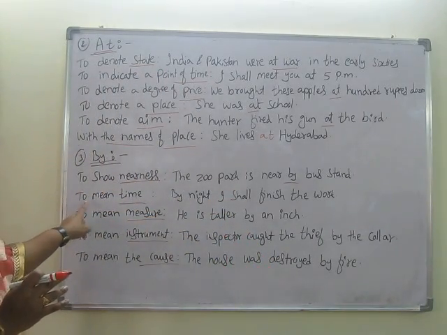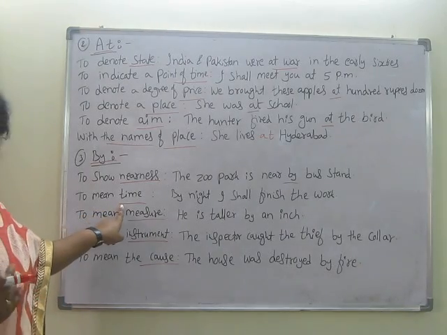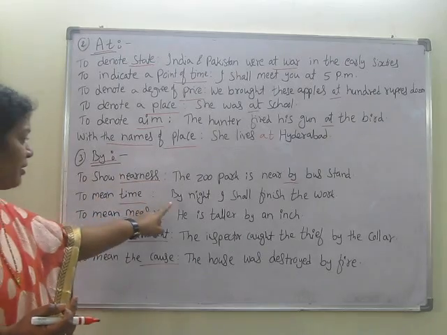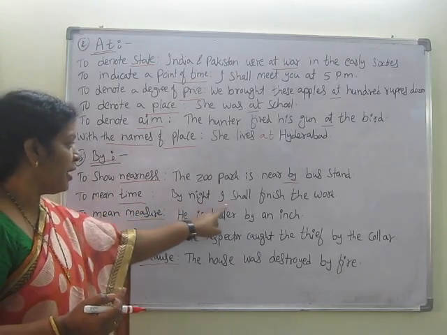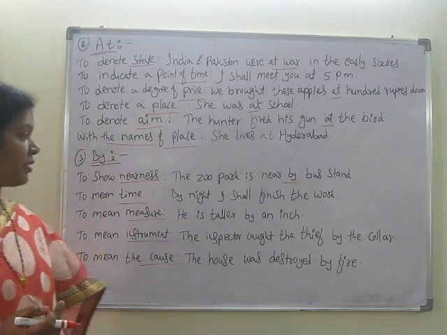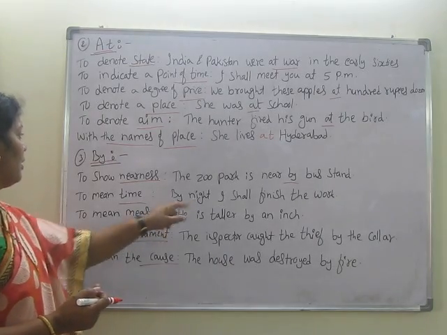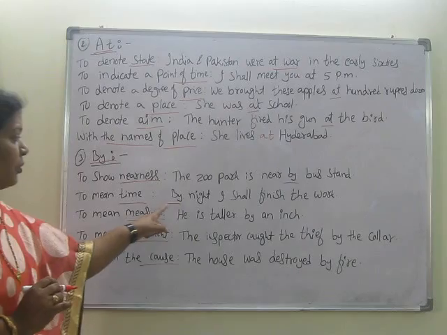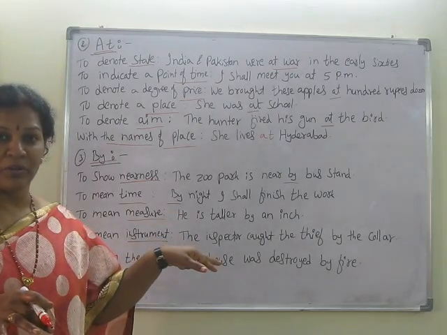Next one, to mean time. Any particular time you want to say, for that also you can use "by." For example, by night I shall finish the work. By night I shall finish the work. By night, I wanted to finish this work.